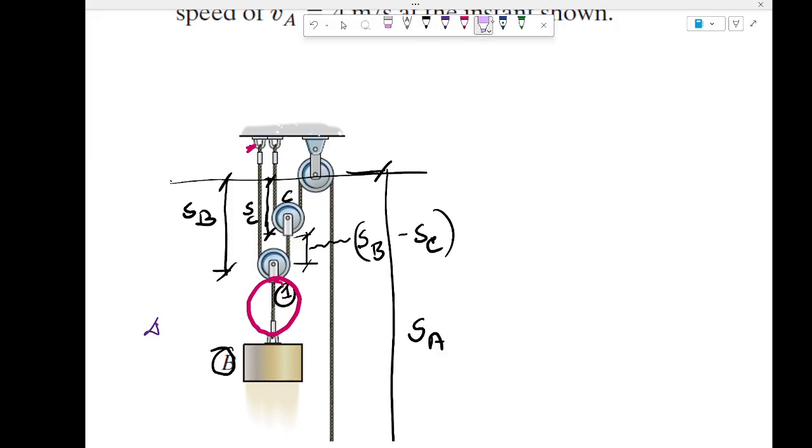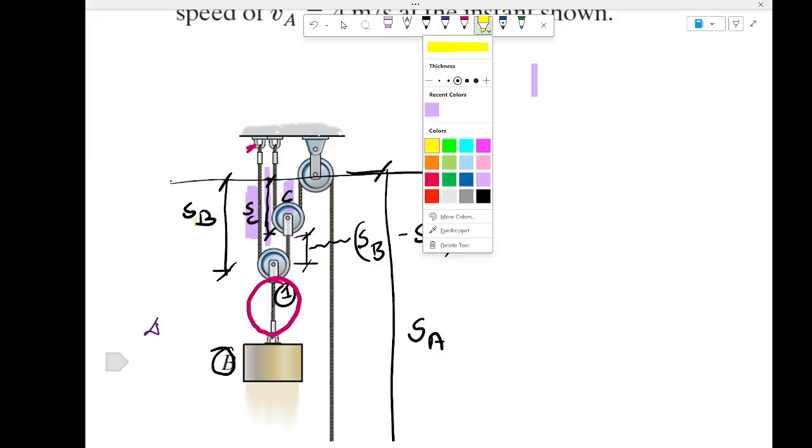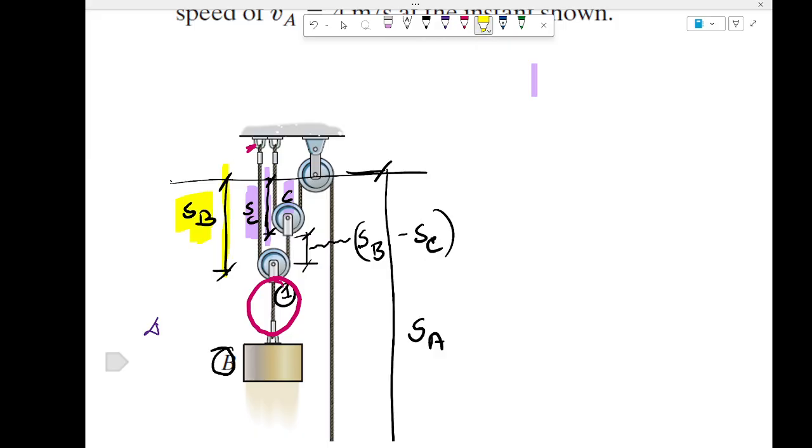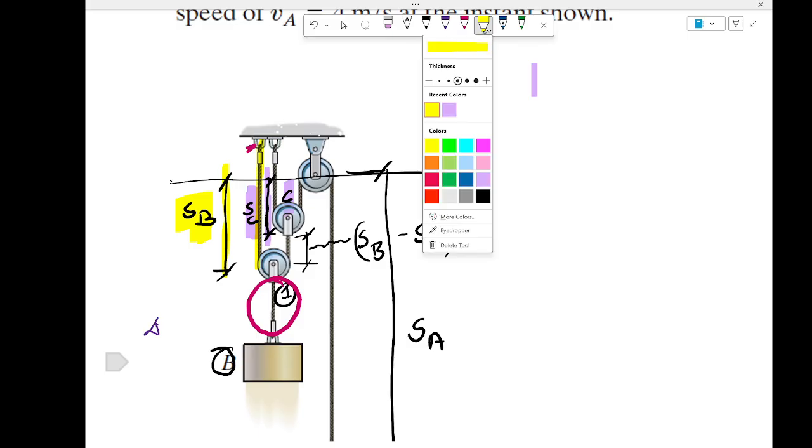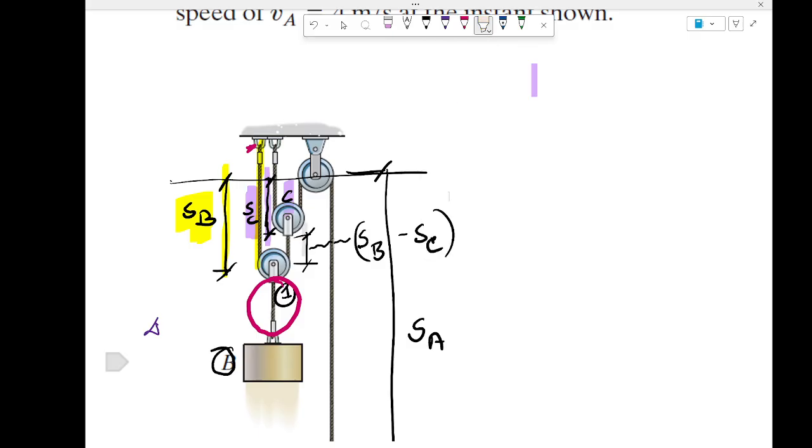Okay, see if you understand this. Let me try to do some color code. So this line here, SC. Okay, this is for C. SB is this line. Okay, let's do some more color code. So this SB minus SC is this line. Okay, now you may see it better. SB, SC, you can say SA, the other one.